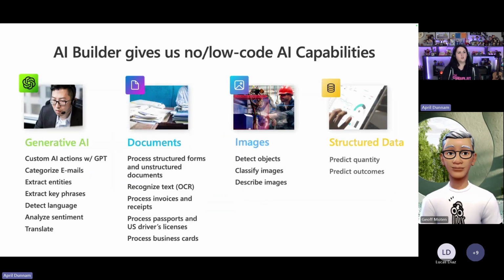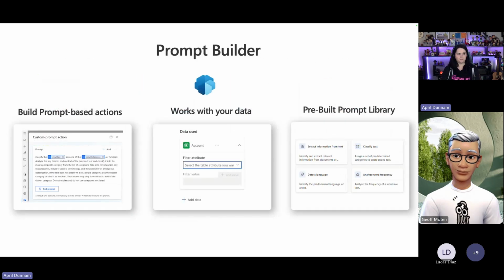So that's how this works within AI Builder. There are so many different tools that we can have. We can work with structured data, as I mentioned, to do prediction. We can work with images and do OCR of documents. But really where Prompt Builder falls in is in the generative AI section. So we can do custom actions with GPT. We can categorize things, extract information, and all of that.